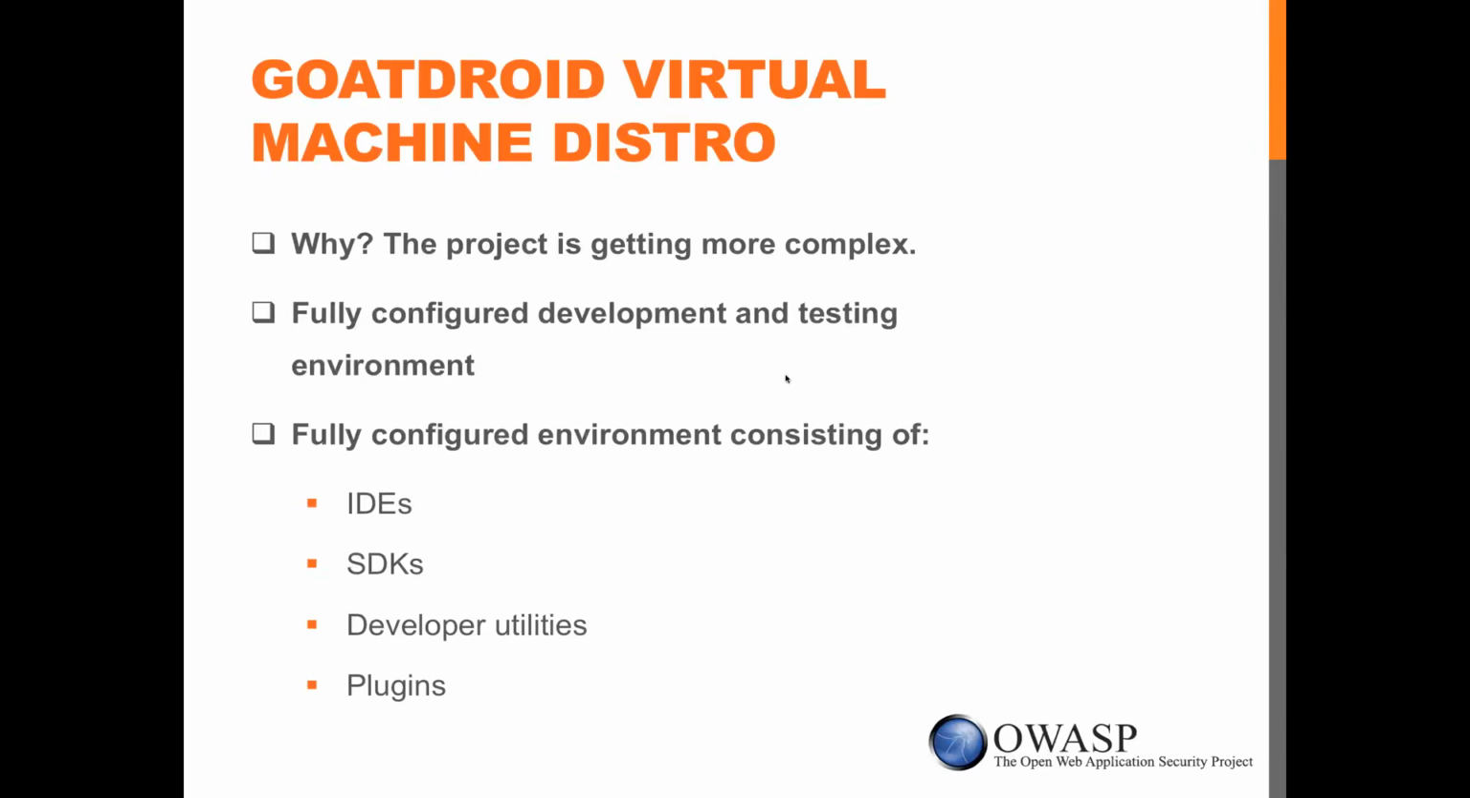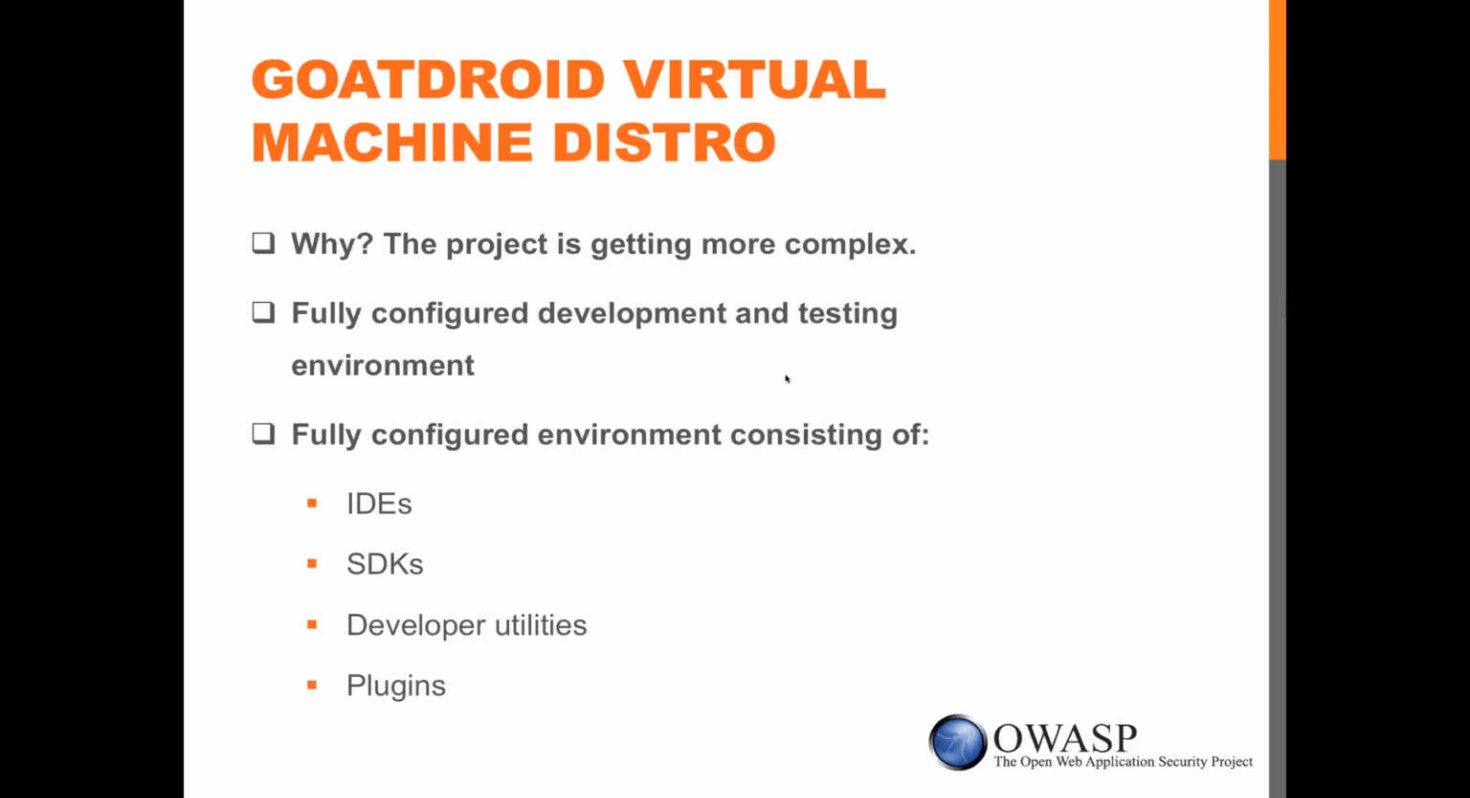We want to start distributing GoatDroid as part of a virtual machine that sets up the GoatDroid environment. We looked at the idea of using the Broken Web Apps project, and what we found is that Broken Web Apps does a great job at giving you a bunch of different vulnerable applications. But if you want to use it to have your IDE and SDK stuff all already set up and ready to go, it doesn't really give you the capability to do that. Combined with things that we want to add to the application, such as NFC support, it just made sense to start working on a distribution.